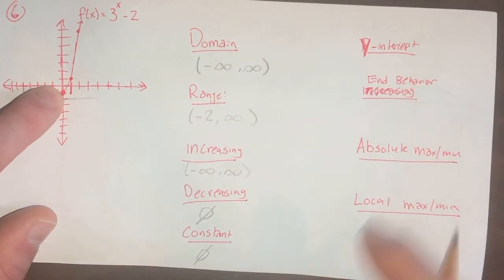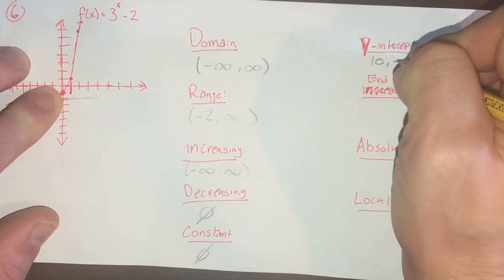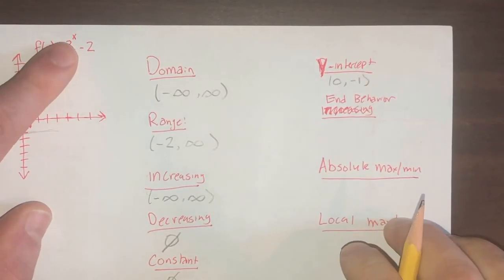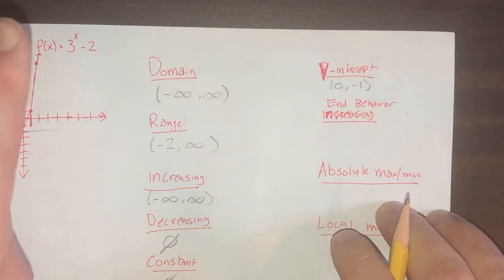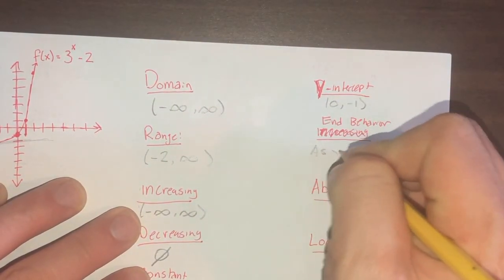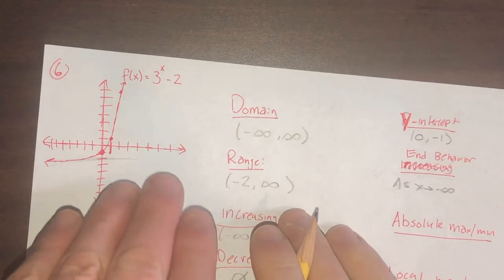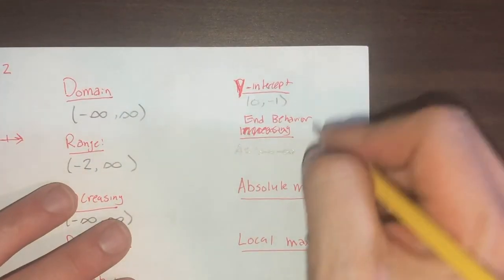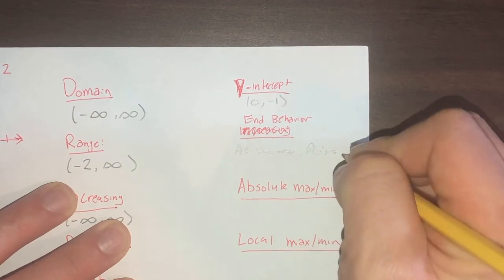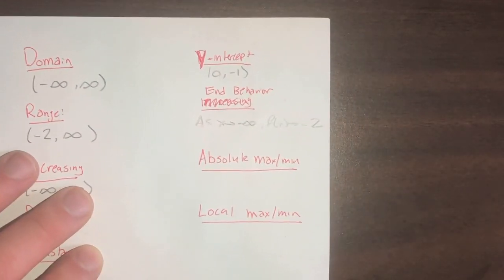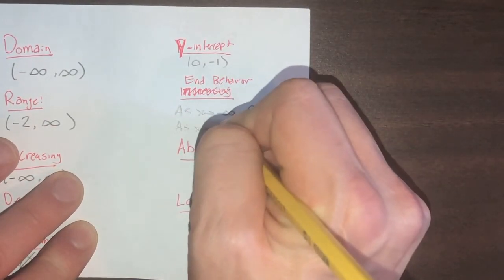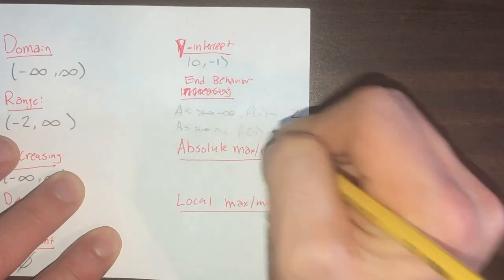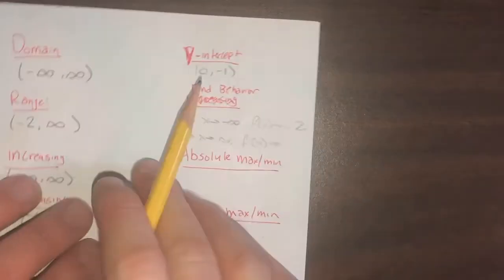Y-intercept. Where is it touching the y-axis? That's (0, -1). And we know that because, remember, I don't know if you remember learning about this in middle school, anything to the 0 power is always 1, and 1 minus 2 is -1, okay? End behavior. As x goes to -infinity, this thing is leveling off, okay? And what we're going to talk about is that's what you call a horizontal asymptote. It's leveling off at -2. And as x goes to infinity, where's f of x going to? Infinity, okay?